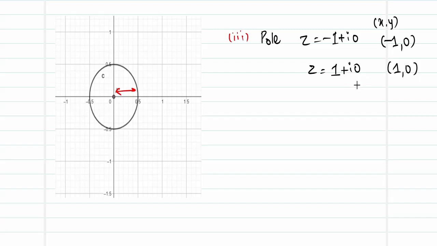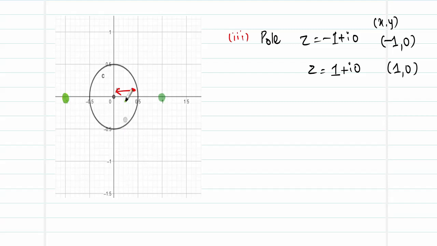Now let us plot the poles in my diagram. Where is my point -1, 0? My -1, 0 lies over here. It is here in this portion. And where is going to be my pole 1, 0? 1, 0 is going to lie over here.